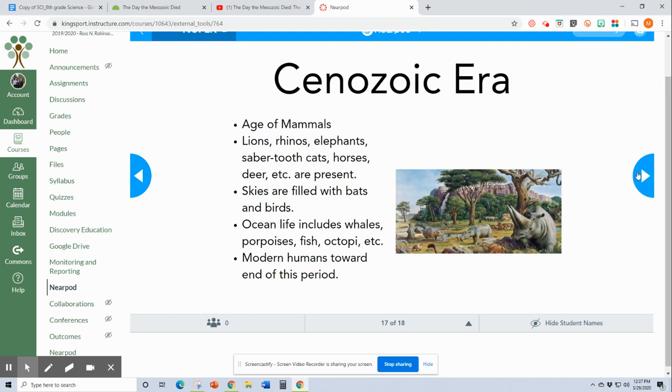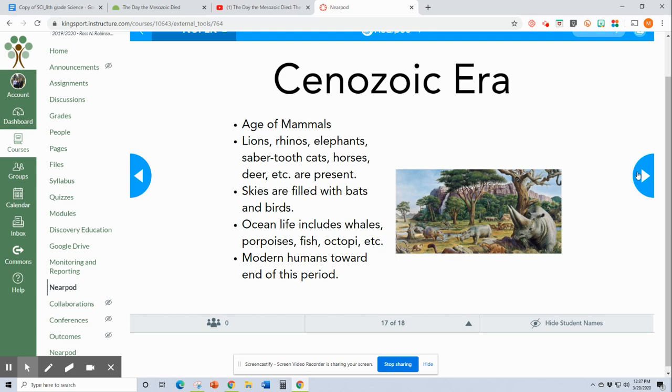And then we get to the Cenozoic. And so the Cenozoic is finally, you're going to see the age of the mammals. And again, most scientists feel like because the dinosaurs went extinct, that actually opened up what we call an ecological niche for mammals to begin to flourish and the population of mammals to grow. And towards the very end of this, we would have modern humans.